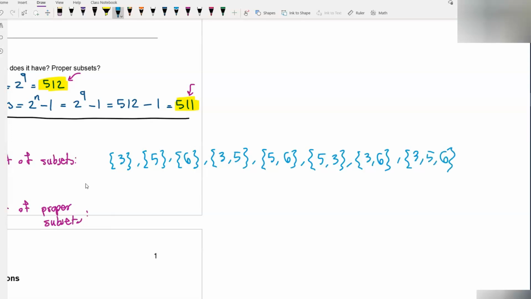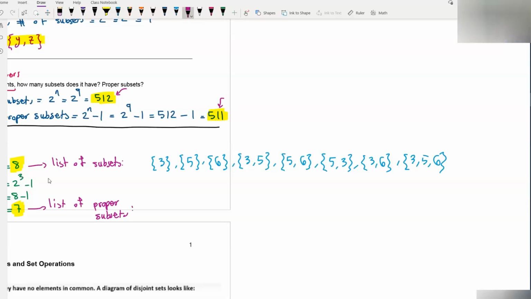So here I have 8. So we have 3, 5, and we have 5, 3. Order doesn't matter in this case, so you shouldn't repeat. 3, 5 is exactly the same as 5, 3. So do not repeat. We don't have 5, 3 again. So we have empty set here. Now we have total 8. So we don't have this one.